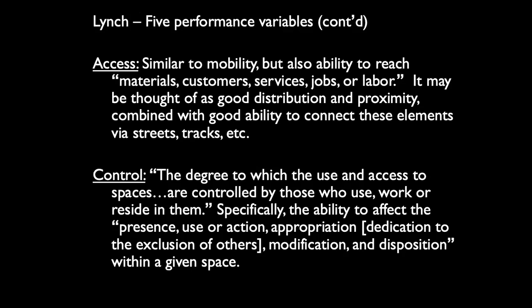And then control, we talked about that the other day, and the degree to which the use and access to spaces are controlled by those who use, work, or reside in them. In other words, we can be affected by the presence, use, action, appropriation, modification, and disposition within a given space. We can shape the space. We can interact with the space and get it to adapt to our needs more carefully. So those are the five performance variables that he describes in the book.